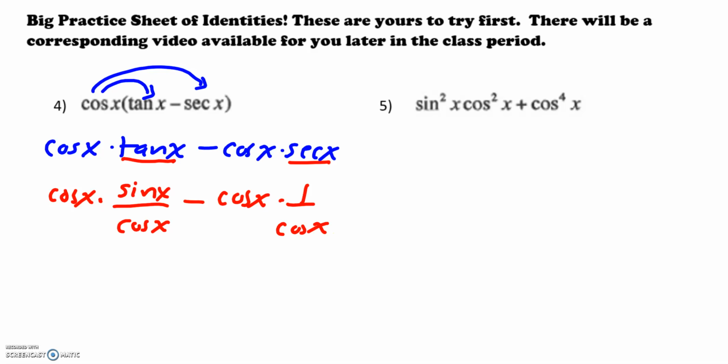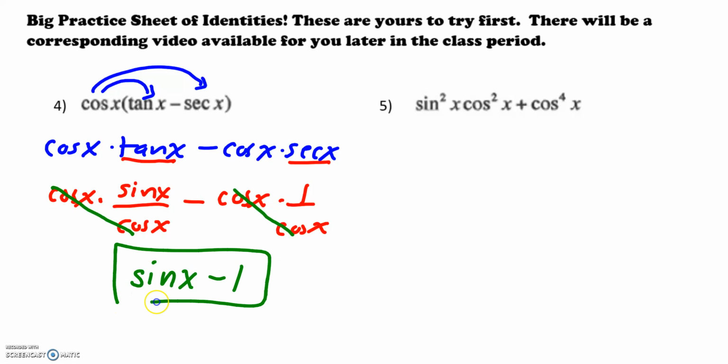I doubly like this because the cosines over here cross out, the cosines over here cross out, so I'm left with just sine of x minus 1. Not like terms, nothing squared, we're done here.